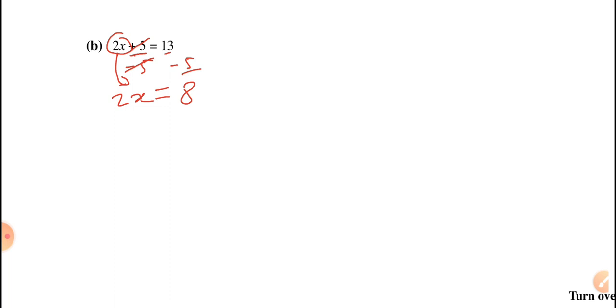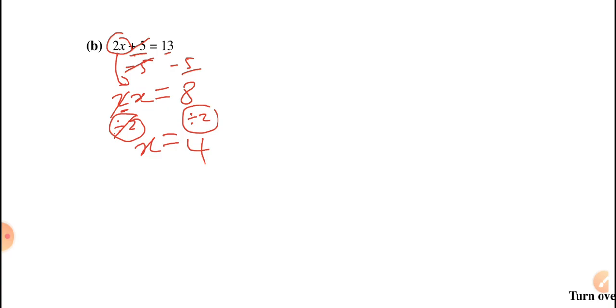Now we want to get the x by itself, so we have to get rid of the times by 2 here. So we have to divide both sides by 2. So 8 divided by 2 is equal to 4. And here the times 2 and the divide 2 cancels out, so x is equal to 4.